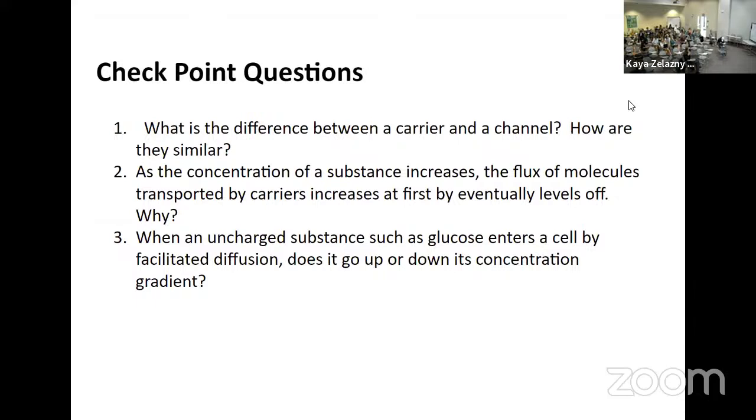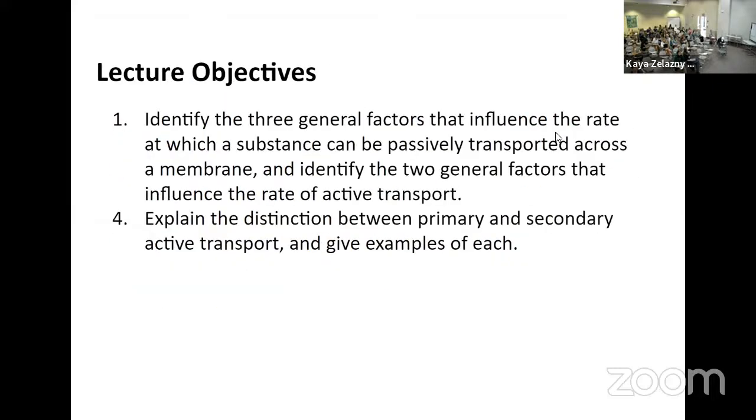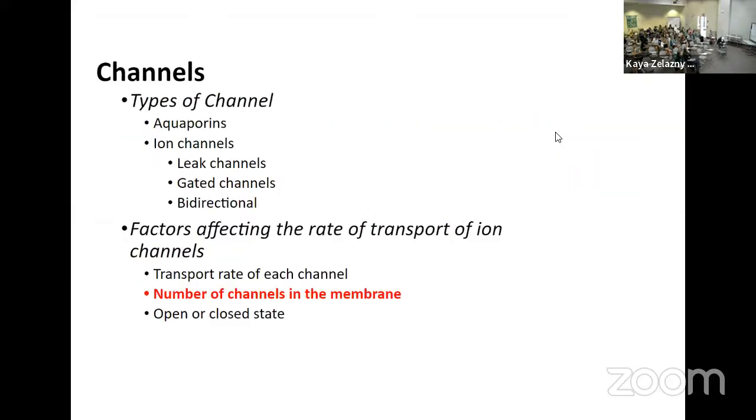But in general, the rate for our carriers and our channels, so for facilitated diffusion versus movement through a channel, is pretty similar. But really the difference we're going to be thinking about is the protein structure, a difference between those two types of passive transport. Okay. So questions about the three types of passive transport that we just discussed before we move to active.